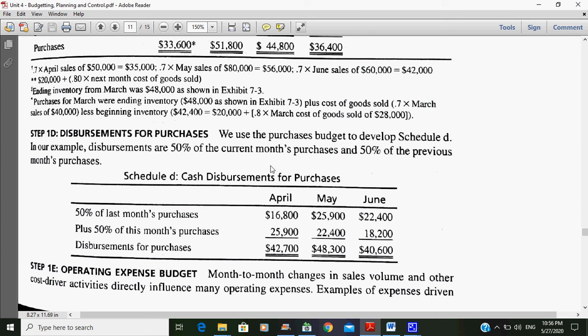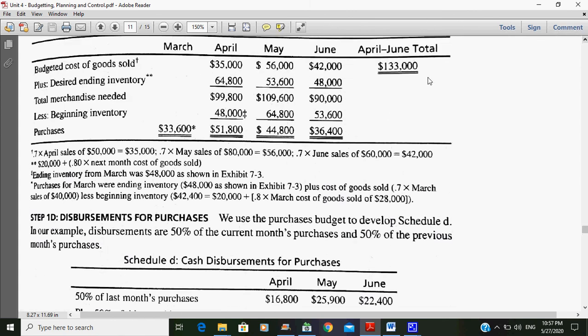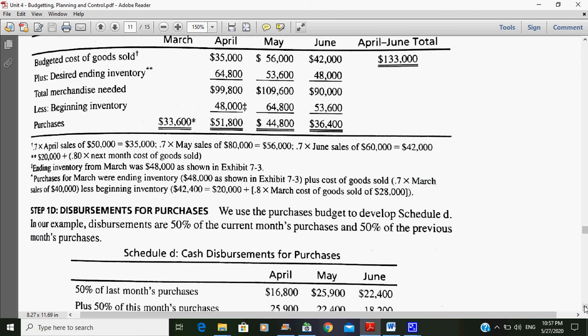Then 50% of what? For April, 0.50 times 51,800, and that gives you 25,900. Then 50% of the amount for May, let's make sure you clarify, the purchases for May, right? So 50% of the purchases for May, which would have been 0.50 times 44,800, that will give you 22,400. And that would be that for that.